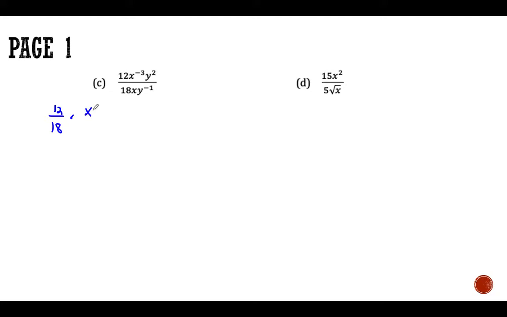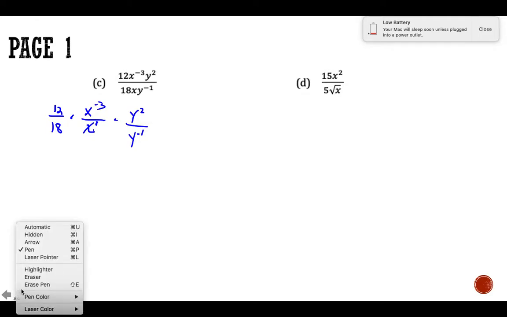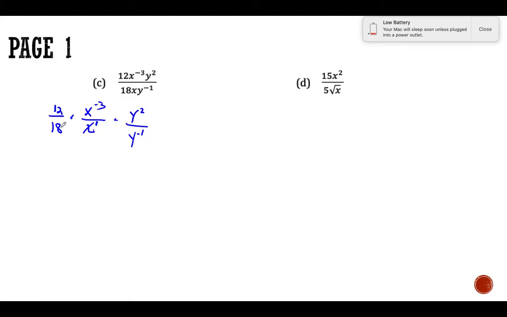times x to the negative 3 over x to the first, y squared over y to the negative 1. Now, if you don't remember what a negative exponent means, a negative exponent means move the variable, change the sign on the variable.